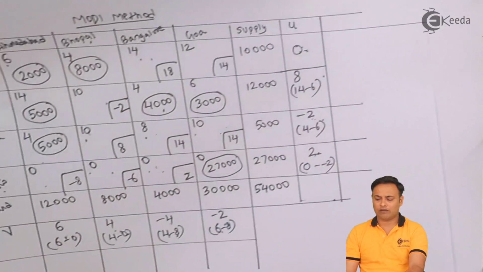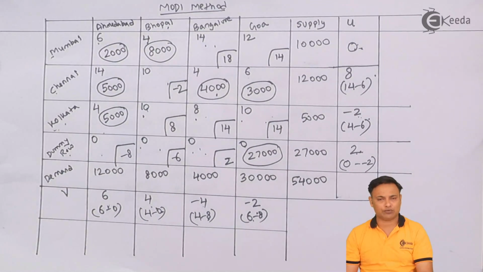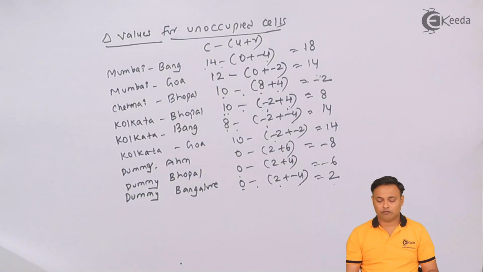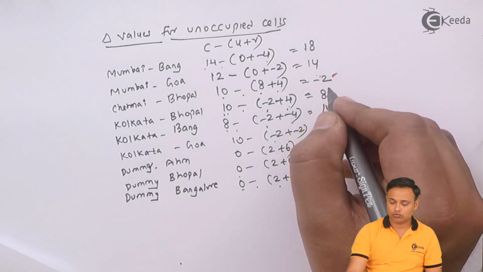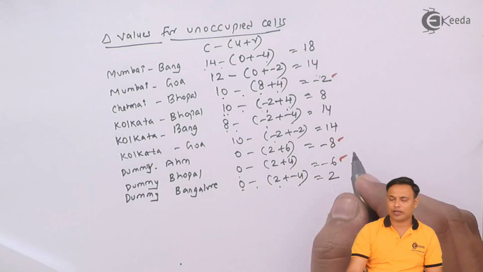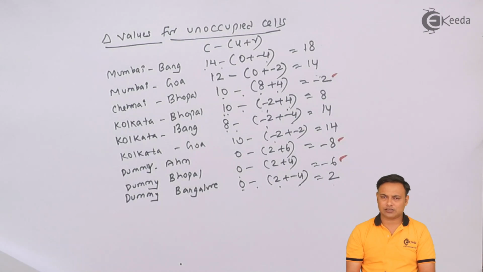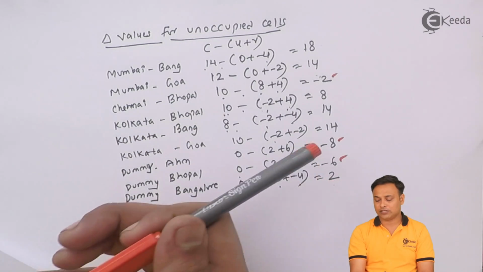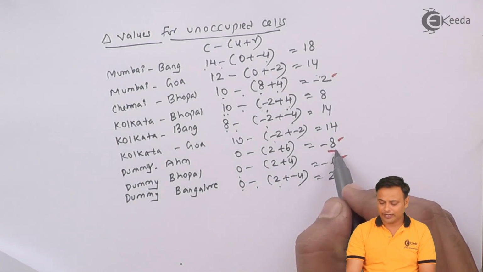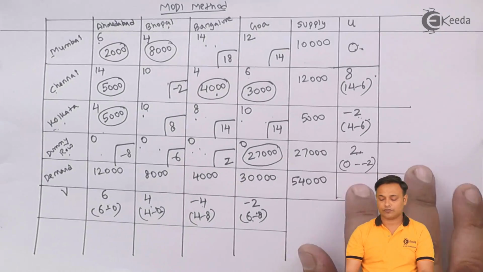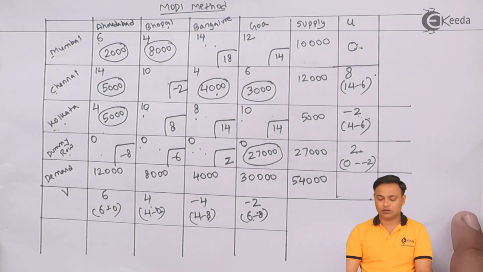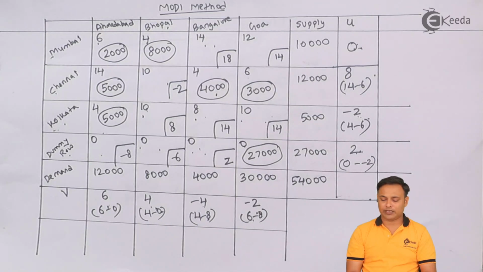Now since one of the delta values is negative, we have 2 or 3 negative values in the table. So we have minus 2, minus 8 and minus 6. Ignoring the signs, the highest number among 2, 8 and 6 is 8. So we will take 8 as the base to make a loop to improve the solution. In the table, if you observe, we have got minus 8 in the dummy.